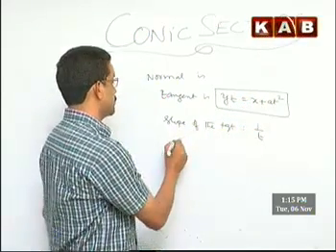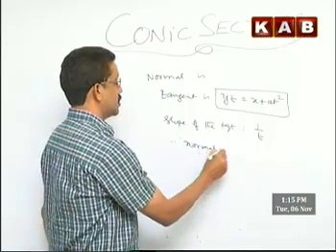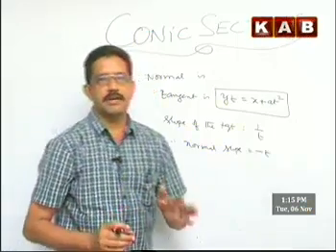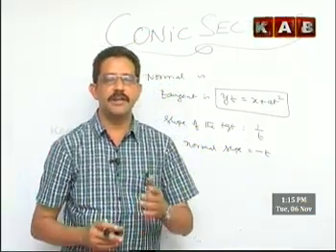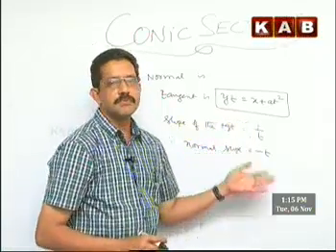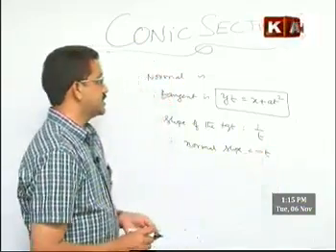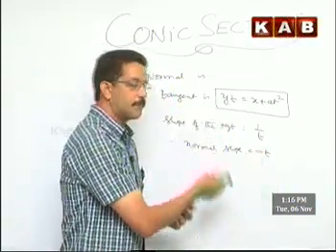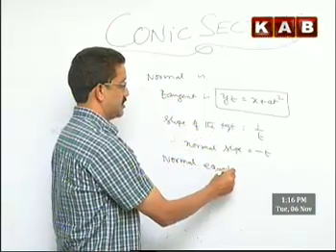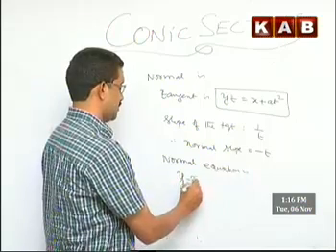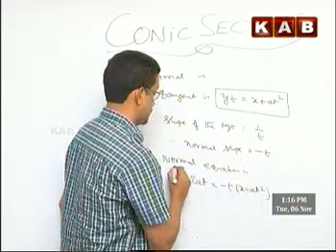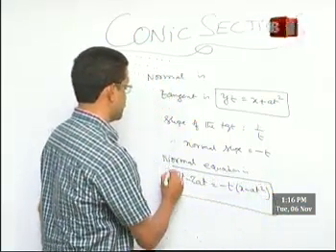This is the tangent slope. Therefore the normal slope is minus t. Why? Because normal and tangent are lines perpendicular to each other. If you know the slope of the tangent, you know very well the slope of the normal. Normal slope is minus t. You have the point, you have the slope, you can write the equation. Normal equation is y minus y1 is equal to slope into x minus x1.